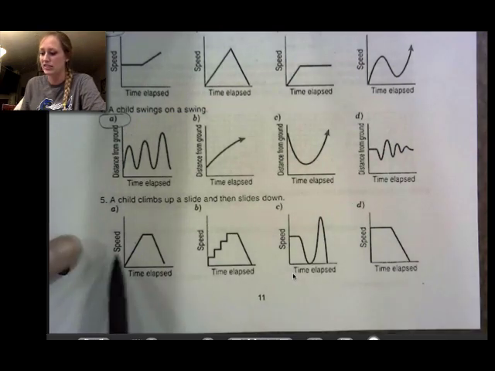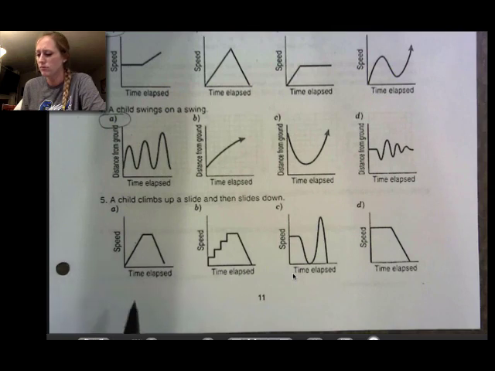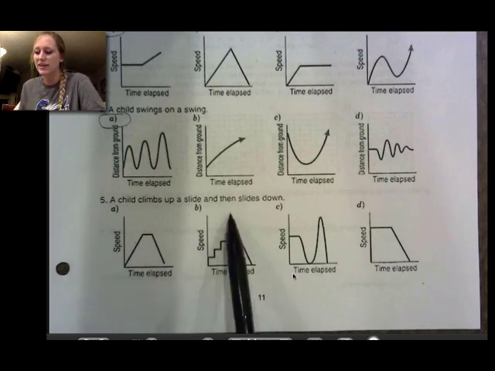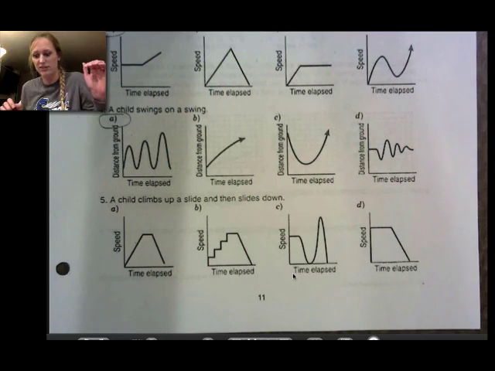So again, we're looking at speed. When you're climbing up a slide, your speed should stay pretty constant, right? You're kind of climbing at a steady rate. And then when you slide down, your speed is going to increase significantly because the slide is getting really, really fast, and then you're going to stop at the end.